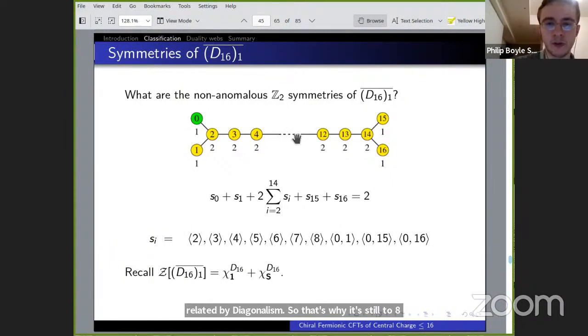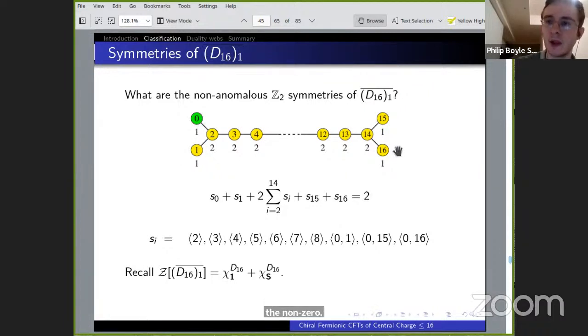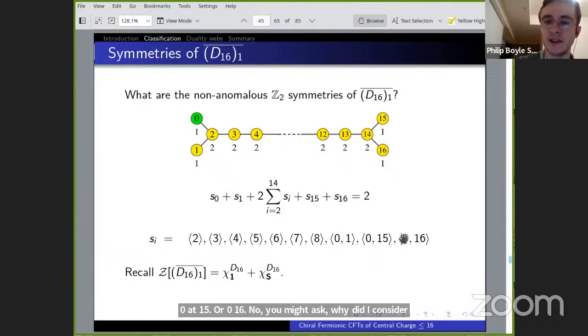But there are also these solutions where you set all of these s_i to zero, and instead you take two s_i from the corners to be equal to one. So what can we do? Well, we can take zero and one to be the non-zero s_i, zero and 15, or zero and 16. Now, you might ask, why did I consider both of these last two? Because after all, they are related by a diagonal automorphism. They're related by the automorphism which flips 15 and 16.